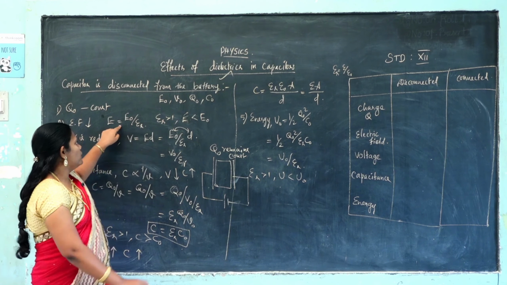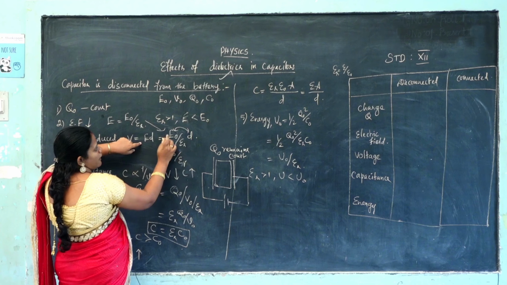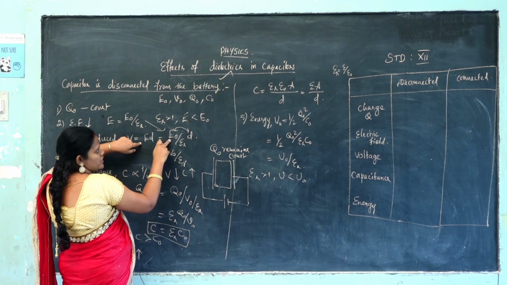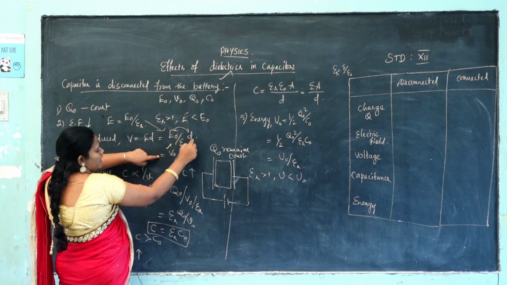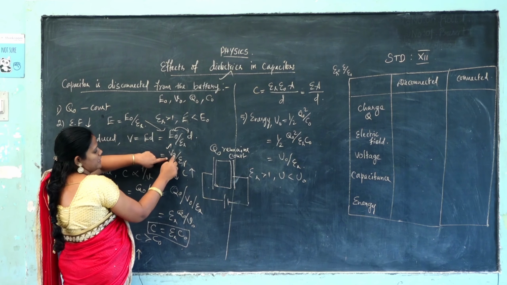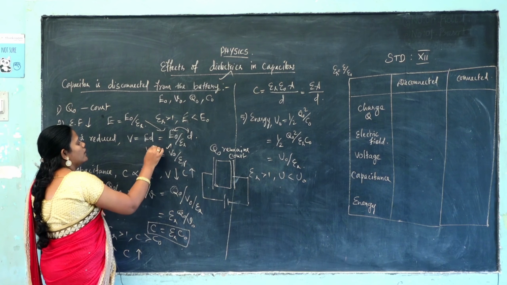Substitute the E value. What's the E value? Epsilon naught by epsilon R into D. So E naught into D, the multiplication of initial electric field and distance, is the initial voltage. So E naught into D is the initial voltage by epsilon R. Okay, clear that? This is the new voltage.